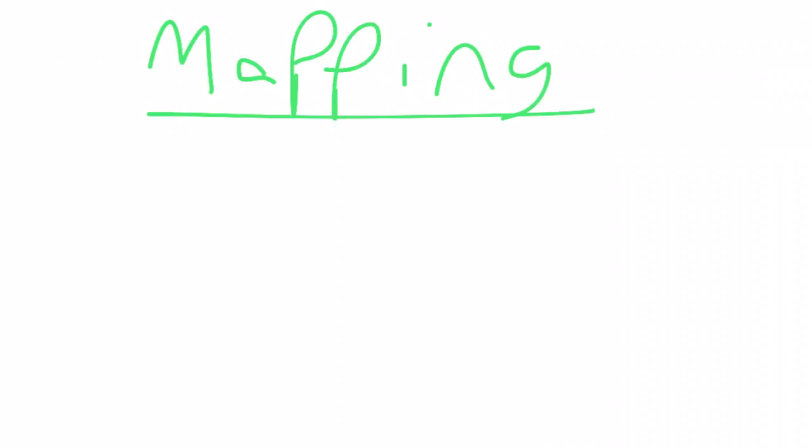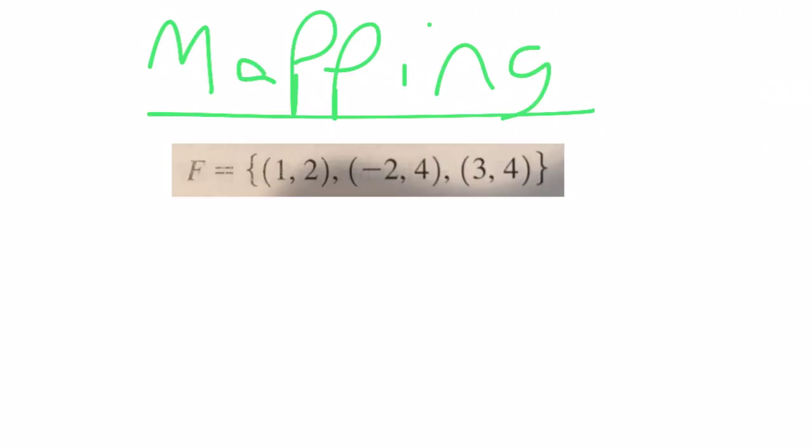Alright, before we move on, let's go over different ways we can illustrate relations. The first way, which we went over, is just listing out the ordered pairs. Another way we can illustrate a relation is by what we call a mapping. For instance, let's take relation f from the previous example.